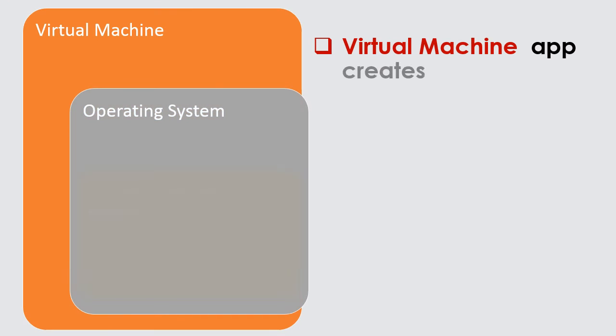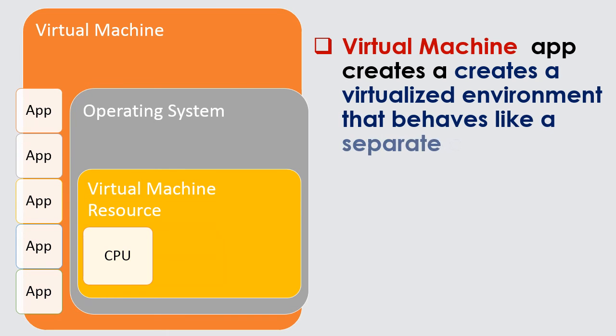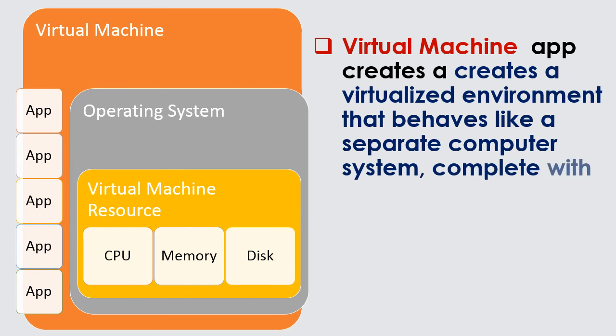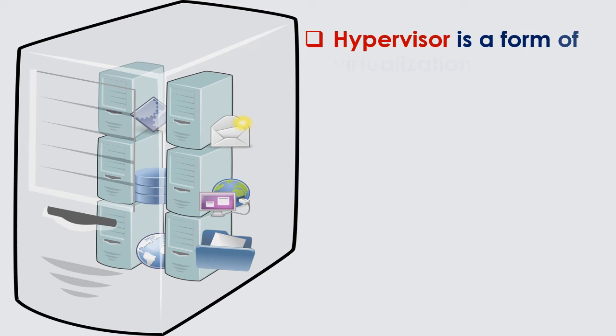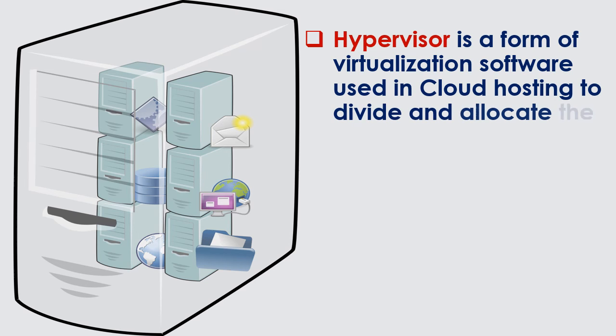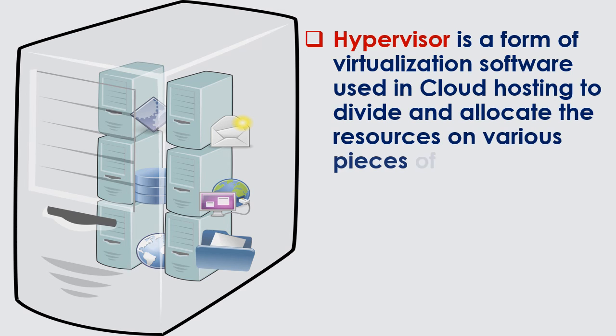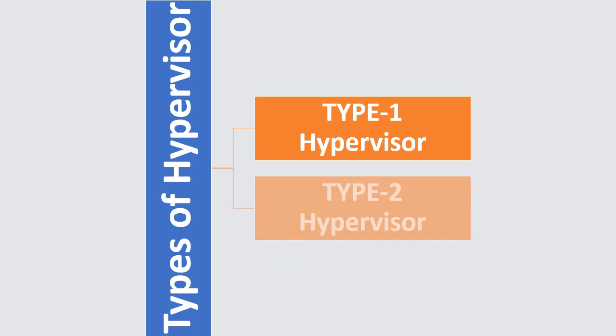A virtual machine app creates a virtualized environment that behaves like a separate computer system, complete with virtual hardware devices. A hypervisor is a form of virtualization software used in cloud hosting to divide and allocate the resources on various pieces of hardware. Types of hypervisor are Type 1 hypervisor and Type 2 hypervisor.